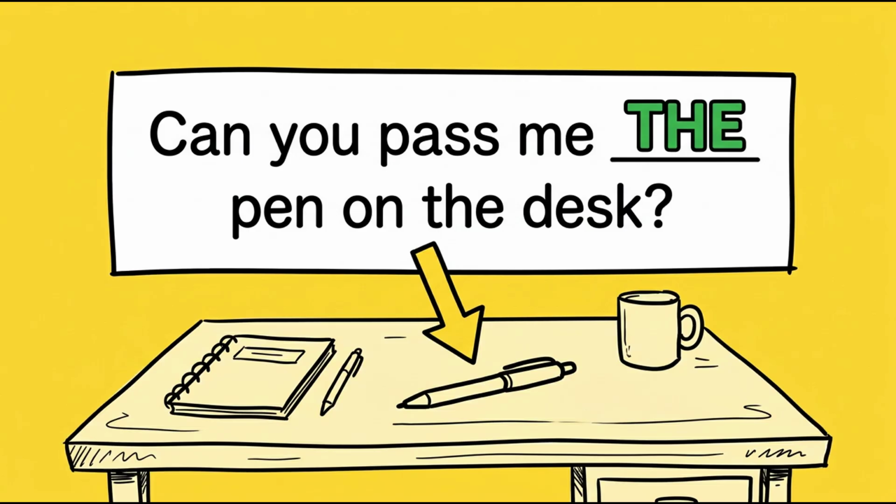Here's the first one. Can you pass me blank pen on the desk? Think about the situation for a second. The sentence already mentions a pen sitting physically on the desk. Does the listener know exactly which pen you're asking for? Yes, clearly, the one sitting right there on the desk. It's not just any random pen somewhere in the world, it's that specific one. So the answer is, can you pass me the pen on the desk?